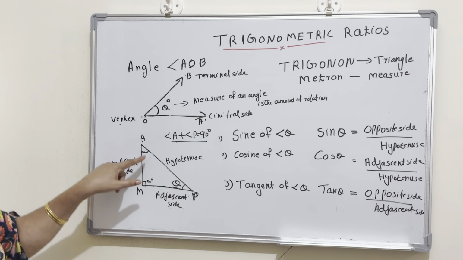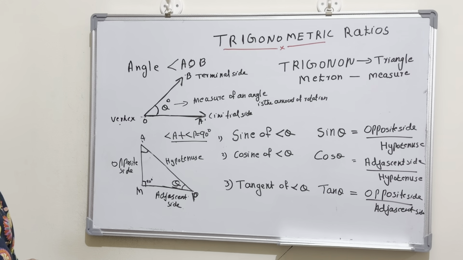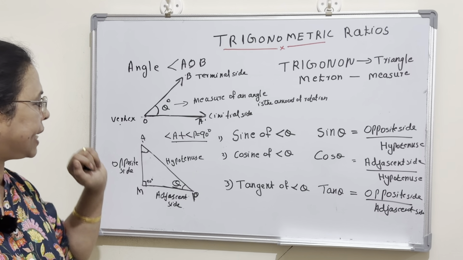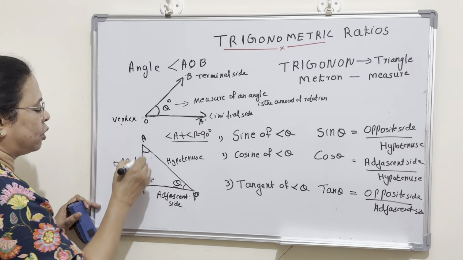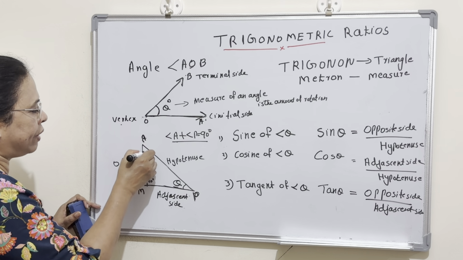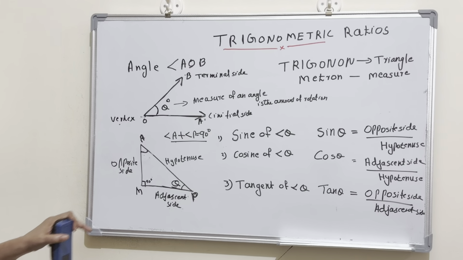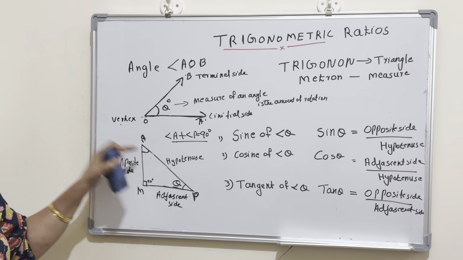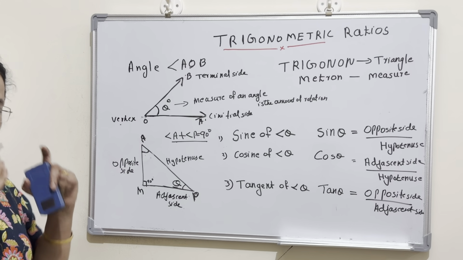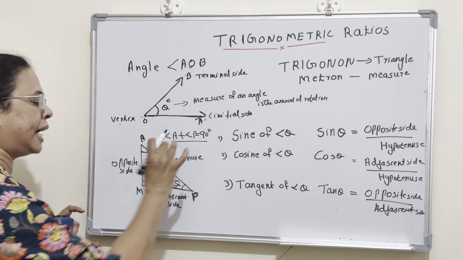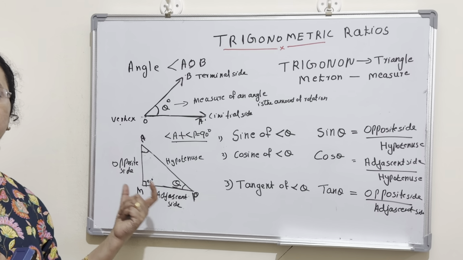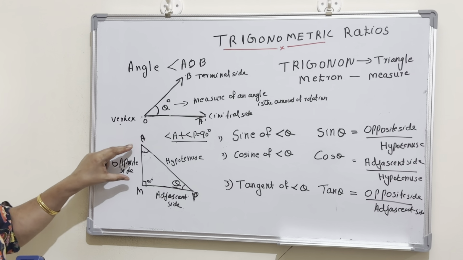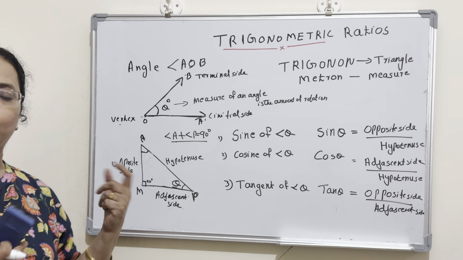But when I consider this as my acute angle, this as my reference angle, then the adjacent and opposite will change, because to make this reference angle, AM I am using to make that angle. So the side I am using other than the hypotenuse to make that angle, that side is called the adjacent side. The side I am not using is the opposite side.